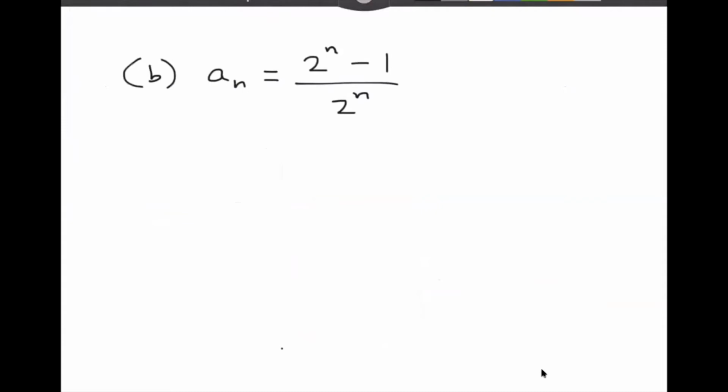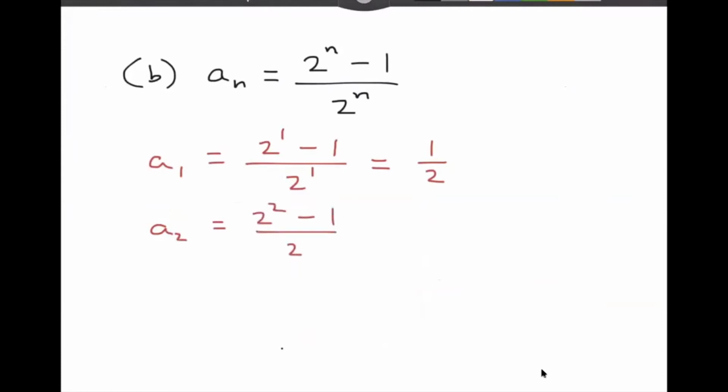All right, next example, a sub n equals 2 to the n minus 1 divided by 2 to the n. So a sub 1 would be 2 to the 1, subtract 1, divided by 2 to the 1. So that would be 1/2. A sub 2 would be 2 squared minus 1 over 2 squared. 2 squared is 4. And then notice that the numerator is always exactly 1 less than the denominator. So that might speed up our work a little bit going forward.